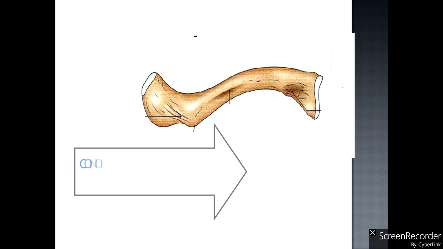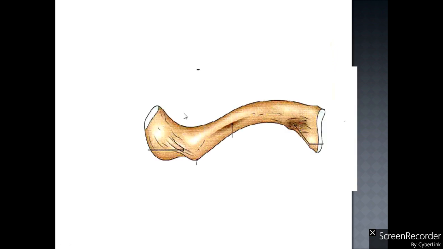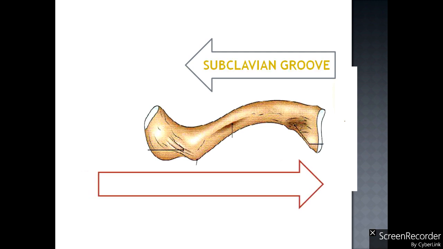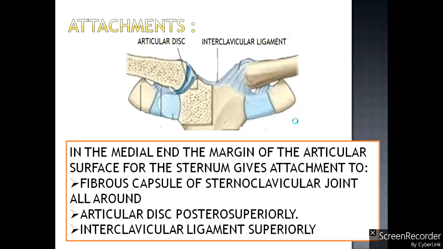The inferior surface of the lateral one-third portion bears a tubercle and a ridge. The tubercle is known as the conoid tubercle and the ridge is known as the trapezoid ridge. The medial two-third portion has a groove called the subclavian groove and an impression for the attachment of the costoclavicular ligament.